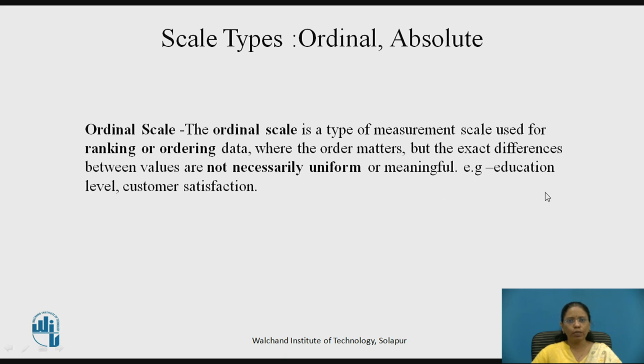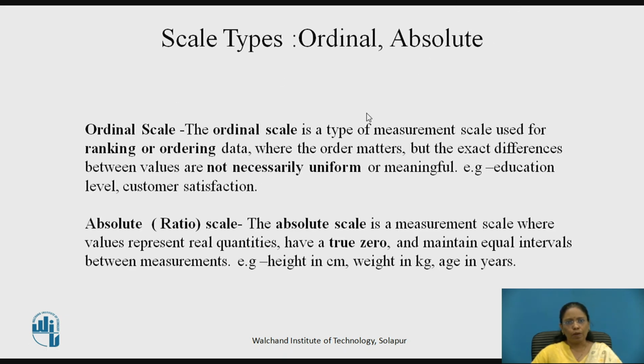The example can be educational level, which is ordinal. For example, if I take LKG, UKG, then SSC, HSC, then UG, PG, PhD. So I have put some order in this. So that data is the ordinal data. Even a customer satisfaction survey. When we take customer satisfaction, we ask how much the customer is satisfied with the service: highly satisfied, then not satisfied, and not at all satisfied. So that is again the ordering there.